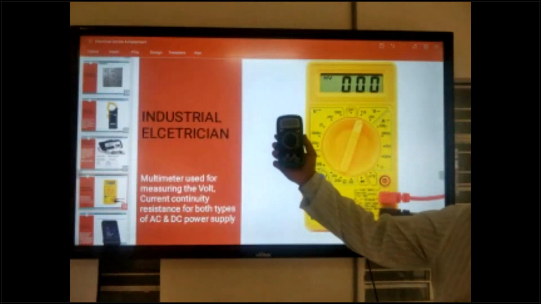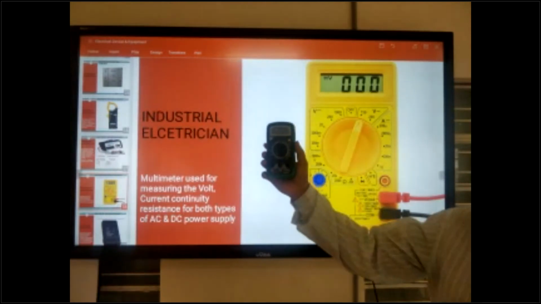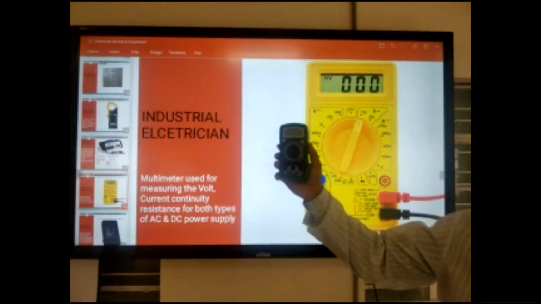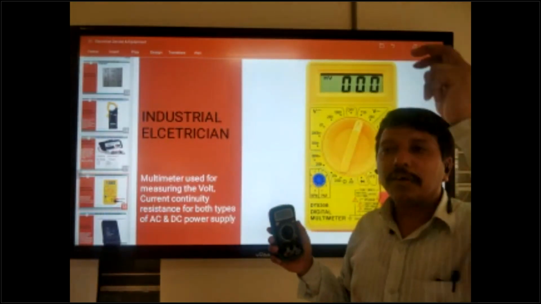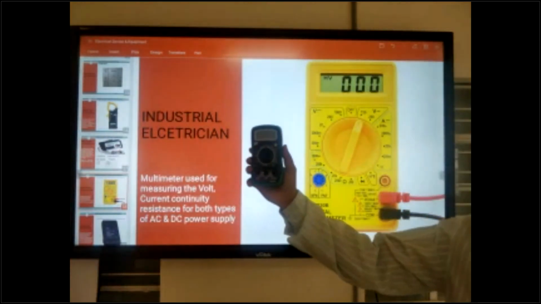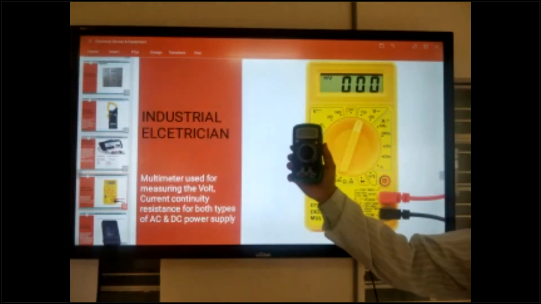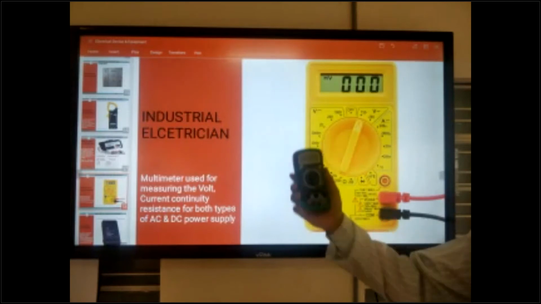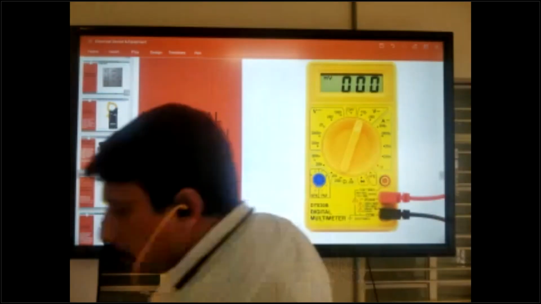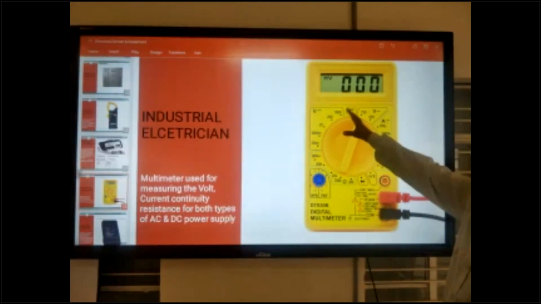Multimeter, okay. We have a multimeter available also, and we should do the practical one by one. How to check the current, resistance, continuity, all, one by one, we are checking here also. Practical, by hand, in your hand. So, clear about the multimeter.